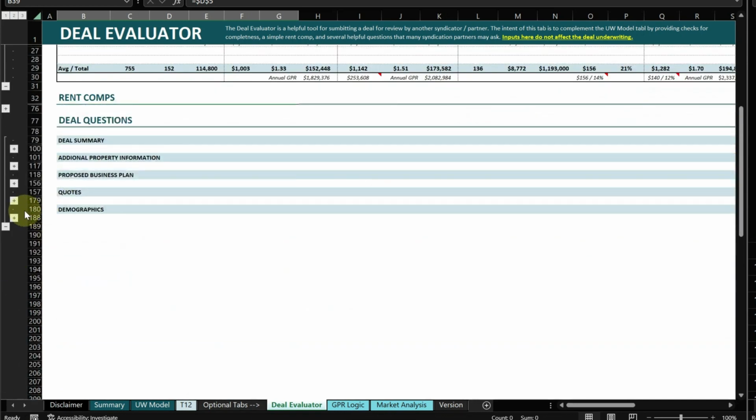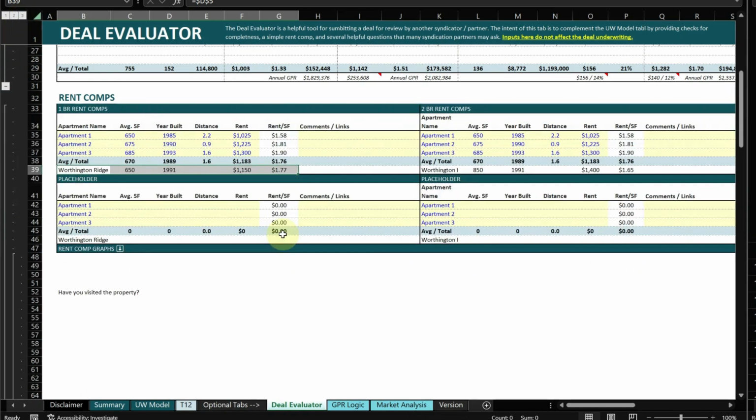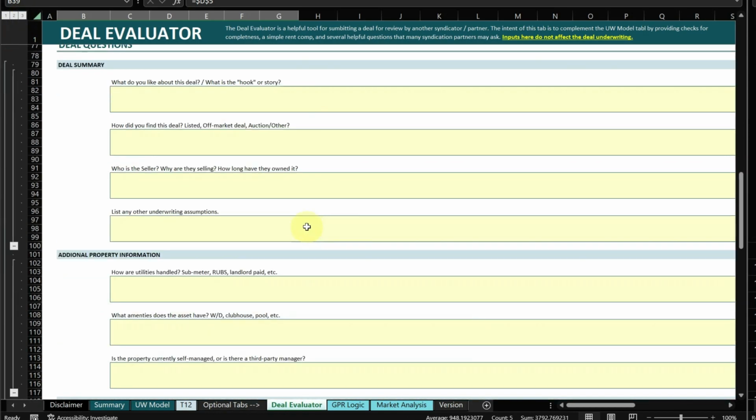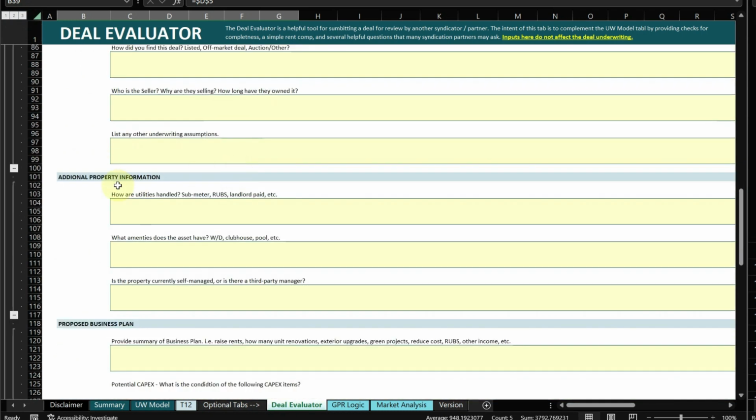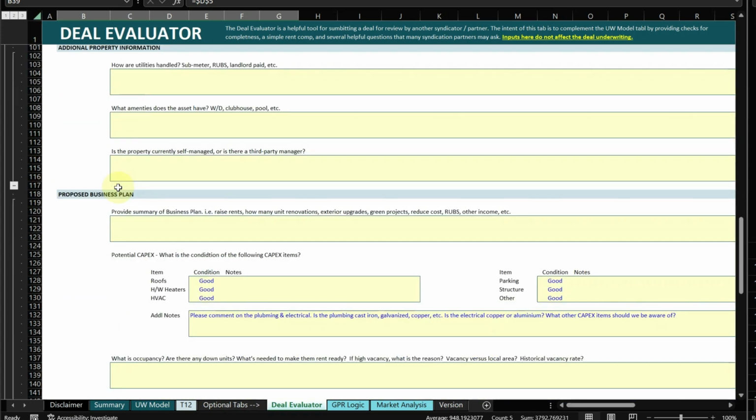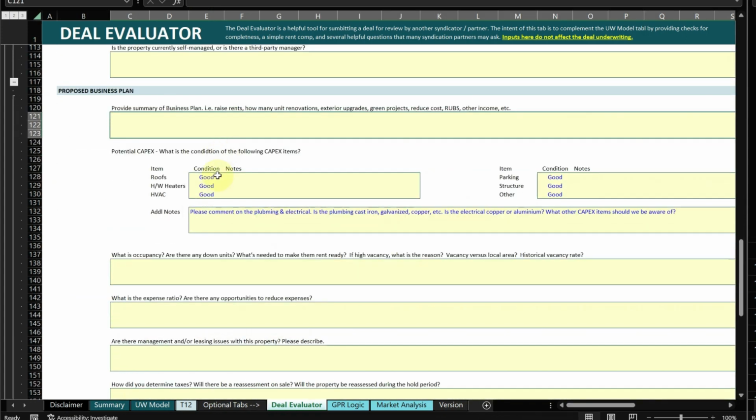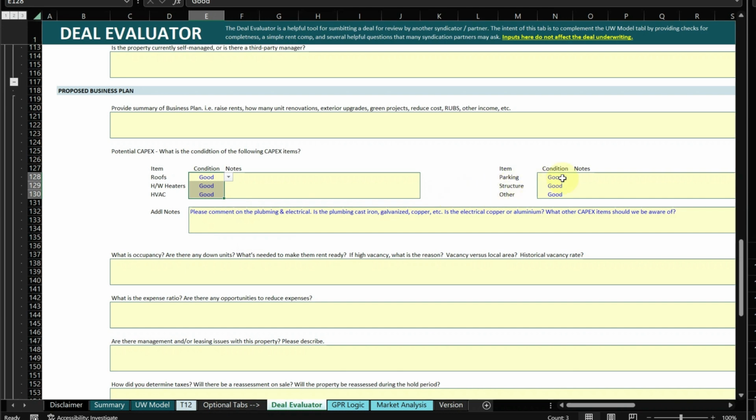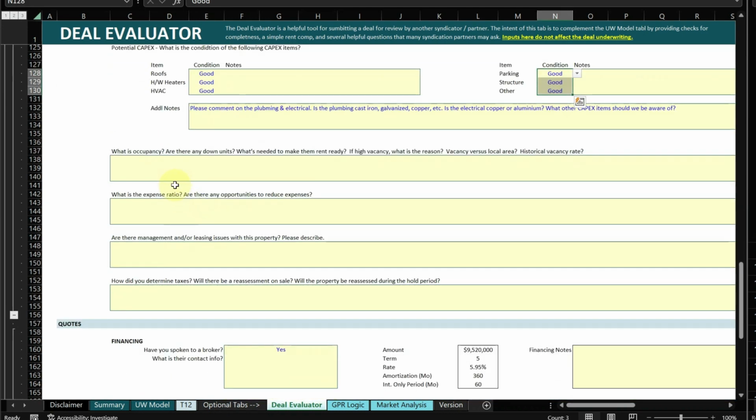And then the bigger section, the biggest part of this, are the questions. So there are a lot of deal summary questions. I'm not going to walk through all of these, but they're questions to get you thinking through what questions to ask the broker. Have you put together a business plan? Have you thought about the roofs, hot water heaters, parking, etc.?